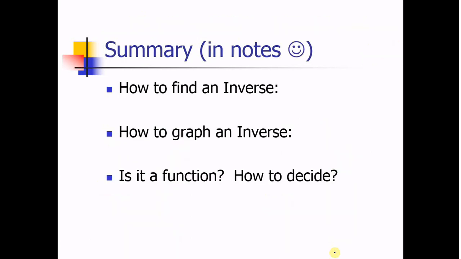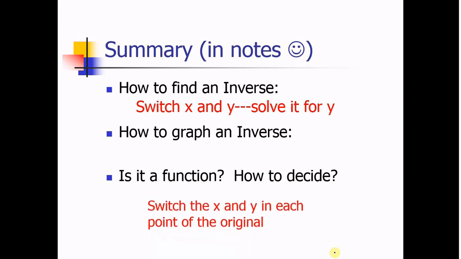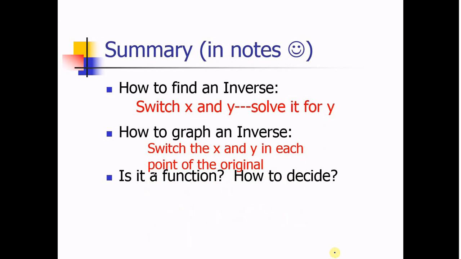So, summary. These are what you're going to want to have in your notes so you actually know what to do. How to find an inverse. Switch the x and y and solve it for y. That's when you're not given a graph. How to graph an inverse. Switch the x and y in each point of the original and then graph. You will get the inverse that way.